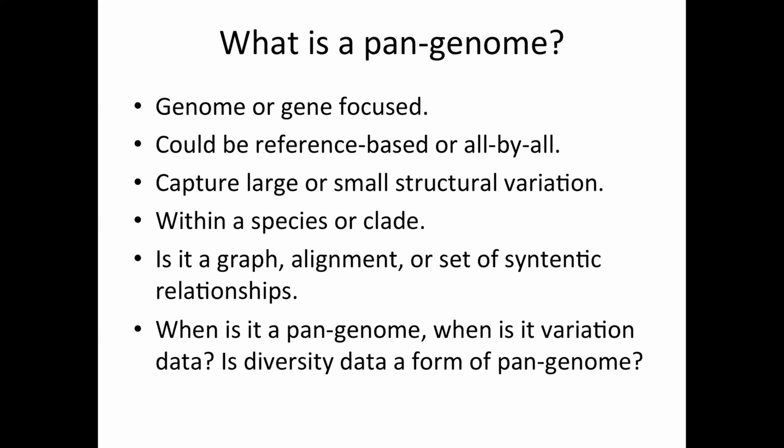Is it a graph? Is it a set of alignments? Is it a set of syntenic relationships? And then where do you draw the line? When is it a pangenome? When is it just variation data? And is, for example, genotype data from a SNP chip a form of pangenome? So eager to hear what people think about this.